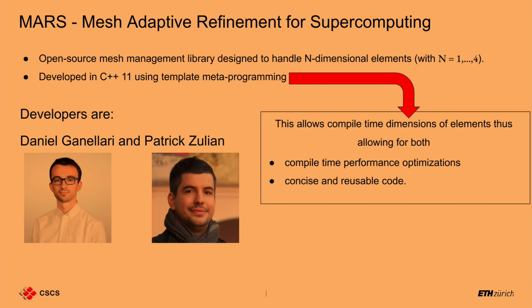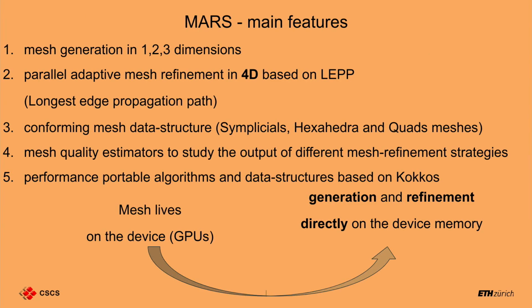Mars is an ancillary project related to Utopia. It's mesh adaptive refinement for supercomputing. It's written like Utopia in C++ using template metaprogramming, which gives compile-time performance optimization, and its code is clean and reusable. The developers are Patrick and mainly Daniel from CSCS. It's been designed in a way that can handle n-dimensional elements. Mars has mesh generation in 1 to 3D. The cool thing is that it has parallel adaptive mesh refinement up to 4D based on the longest edge propagation path.